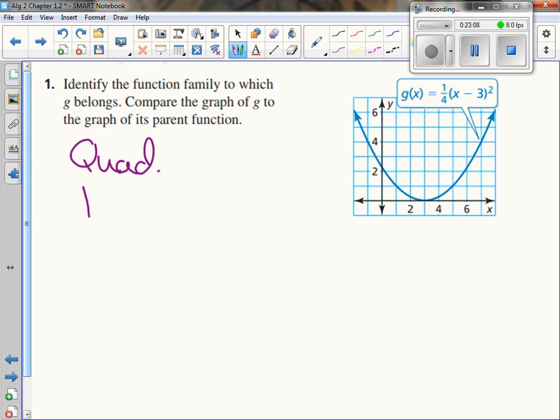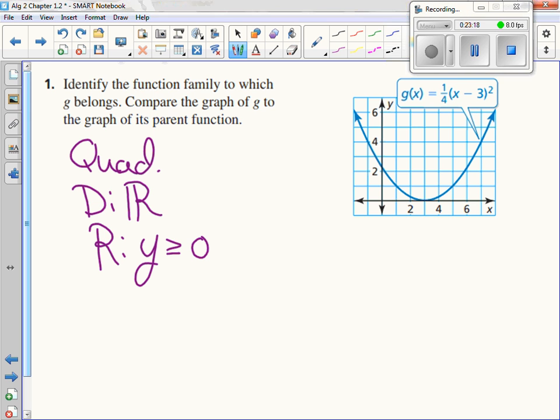Now the domain of the quadratic is, and the range is? Y is? Well, the new one, the domain, is all real numbers. That's our range.